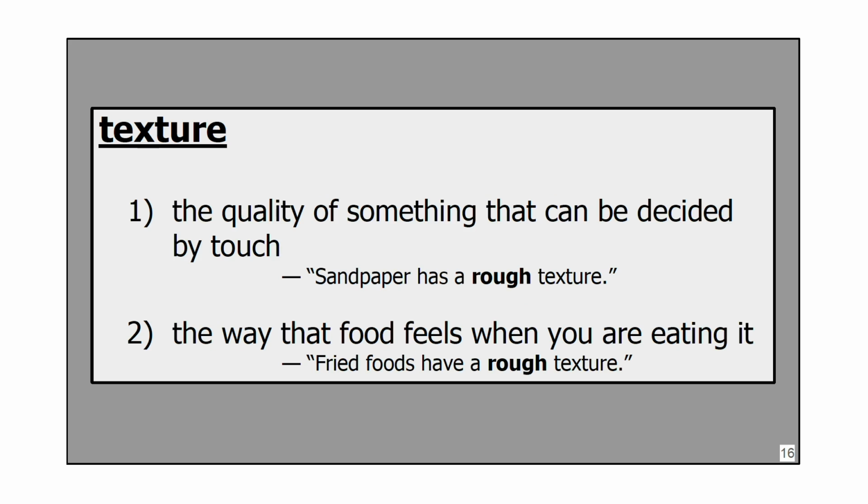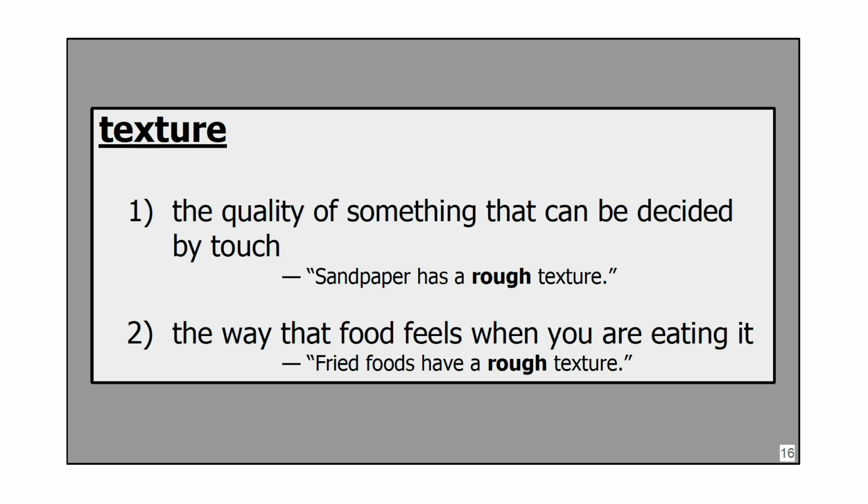Before we move on to our third and final definition for texture, let's revisit our previous definitions. The most common definition of texture is this. Texture is the quality of something that can be decided by touch. An example of this definition used in a sentence is, sandpaper has a rough texture.